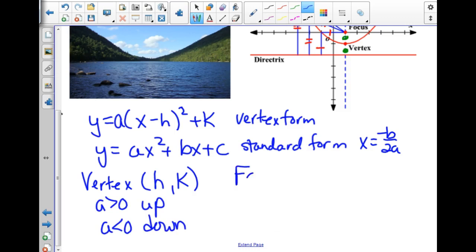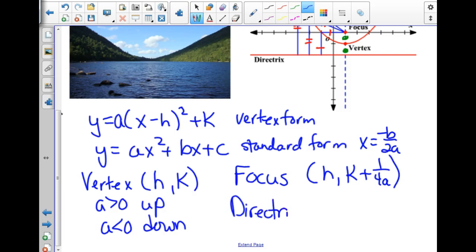Now the new thing is the focus. The focus simply is the vertex point with a little addition to the k value. It is (h, k plus 1 over 4a). The directrix is a line, so it has to be written in an equation form.